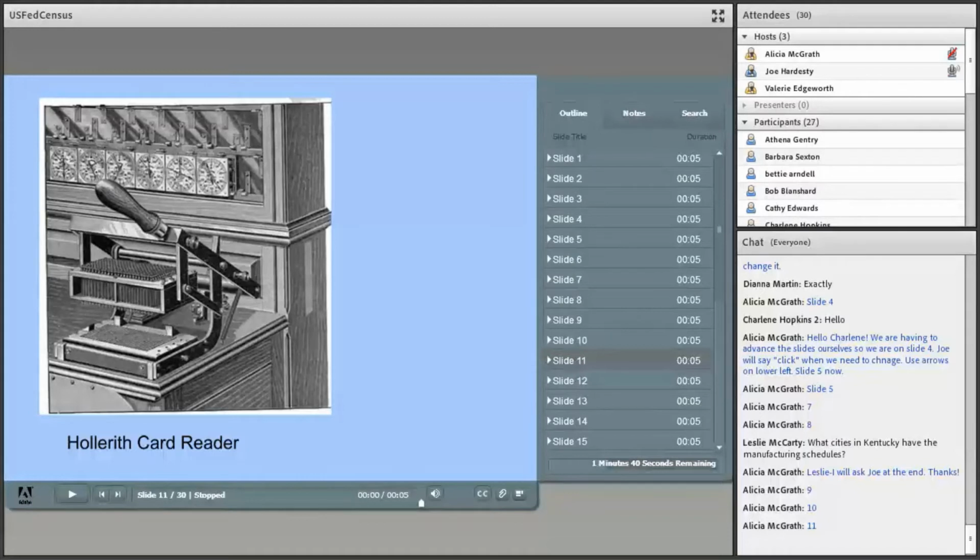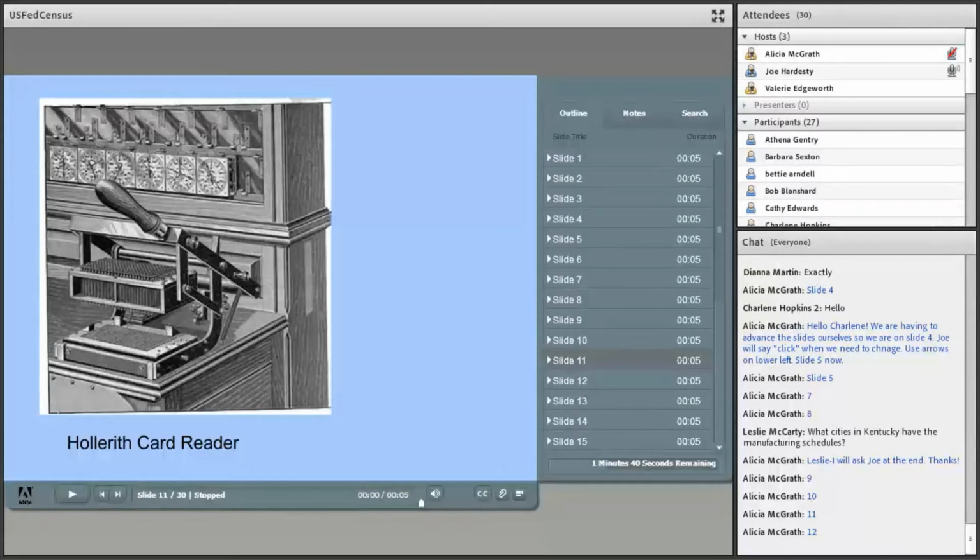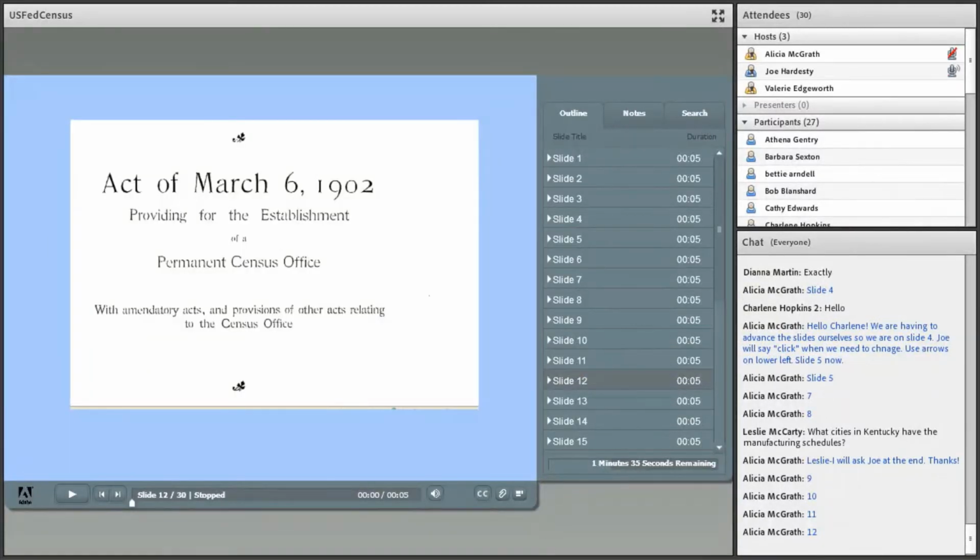Moving right along, if you go to slide 12, you'll see that in March of 1902, the Census Bureau is established, a full-fledged, fully functioning, supposedly fully funded office within the Department of Commerce and Labor. And more and more immigrants are pouring into the United States as we speak.